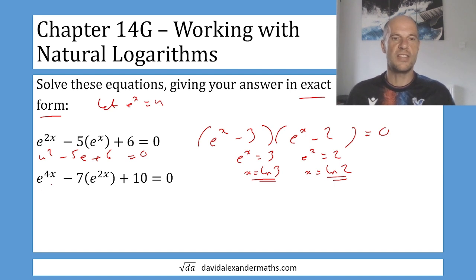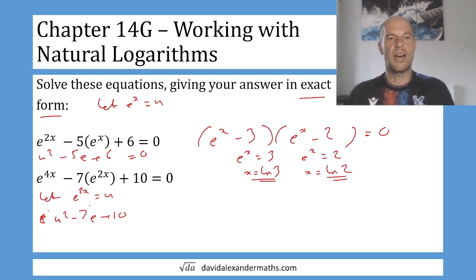Okay, so what we've got here is another disguised quadratic. We could say let e to the 2x equal u, and then we would have u squared minus 7u plus 10. Again, it might not be that obvious that e to the 4x is e to the 2x squared, but e to the 2x times e to the 2x becomes e to the 2x plus 2x, so e to the 4x. So if I'm just factorising this, that's going to be u take 5, u minus 2 equals 0, in which case u equals 5 and u equals 2.